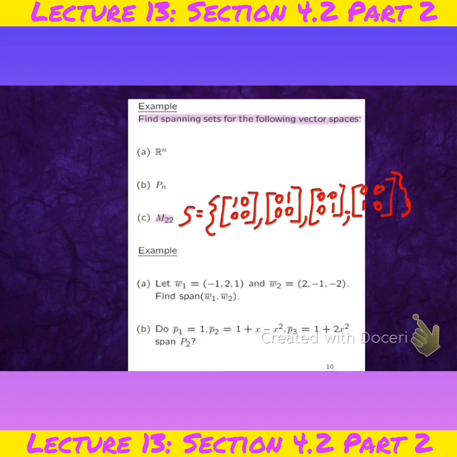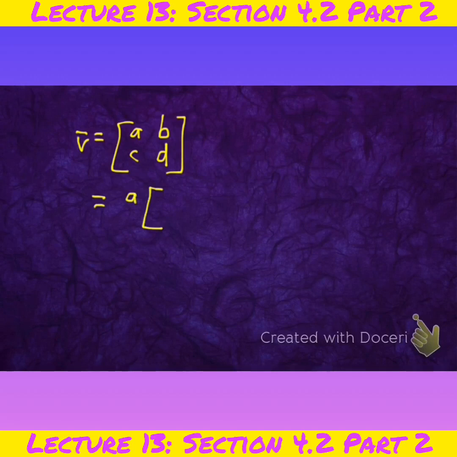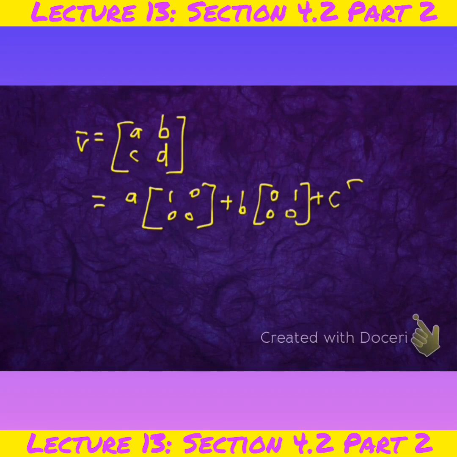And again, why is it a spanning set of M22? You can take any vector in M22. This is what it looks like. And you can write it as A times this vector plus B times this vector plus C times this vector and plus D times this vector.